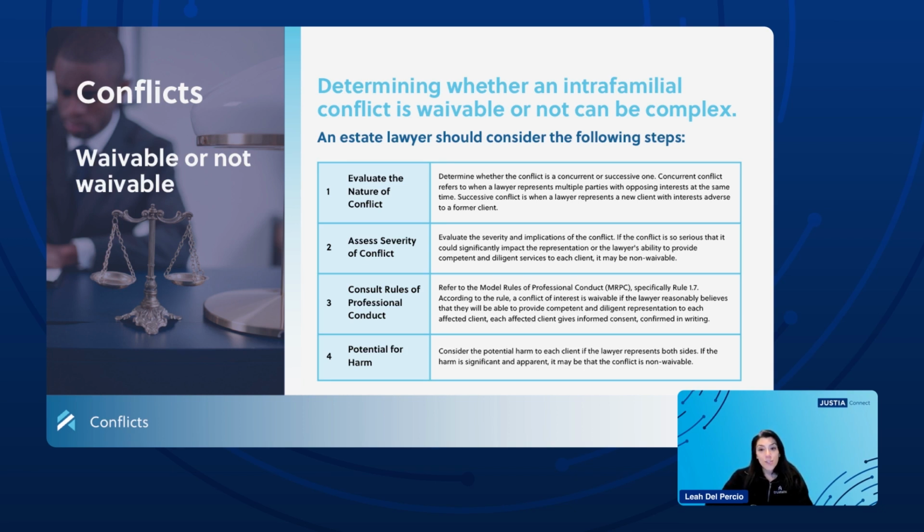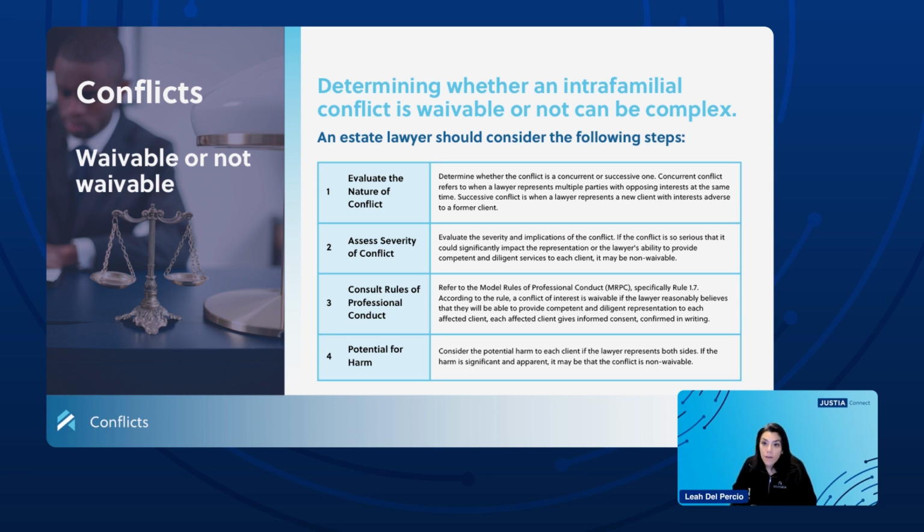So you have to kind of check that to the side in that self-assessment. Oh, this won't affect me. And really think, an ounce of prevention here is worth a pound of cure later on. So be your own best advocate here and don't let your desire to grow your book of business shade your judgment. So here are some steps you should consider. You're going to want to evaluate the nature of that conflict, determine the type of conflict, as we've talked about here. You're going to want to assess the severity of the conflict.